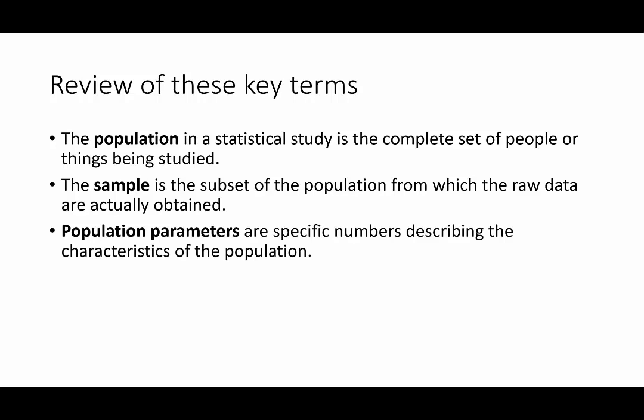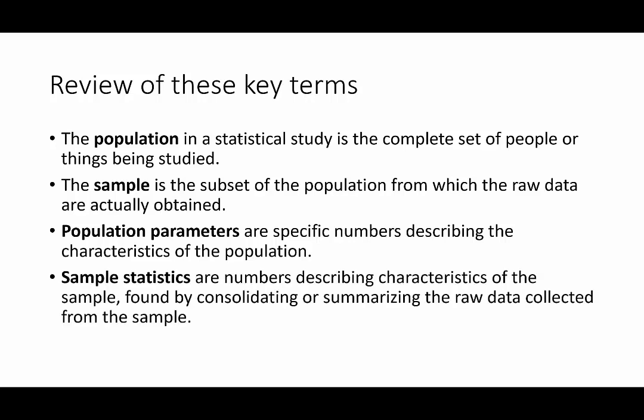Population parameters are specific numbers describing the characteristics of the population. So when they say 22 million people viewed The Big Bang Theory one night or last week, that would be the population parameters. And the sample statistics are numbers describing characteristics of the sample, found by consolidating or summarizing the raw data collected from the sample. So that would be the percent of teenagers who watched The Big Bang Theory, or the percent of suburban households that watched The Big Bang Theory. That would be the sample statistics. Let's look at two examples where you're going to read a little blurb and have to define these four terms based on that blurb.